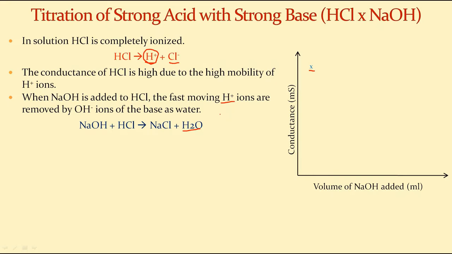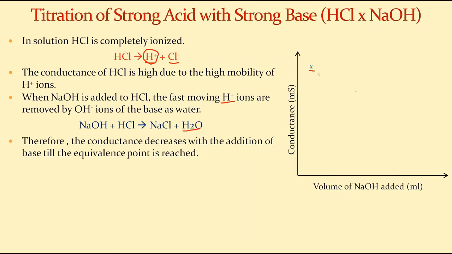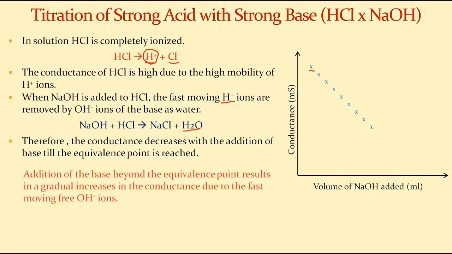The number of H plus ions are decreasing with the titration. Obviously, the conductance also decreases. So it falls down with the addition of the sodium hydroxide. You can see the fall in the readings in this graph. So you can see with the addition of sodium hydroxide, the conductance is falling down. Now this fall takes place until all the HCl is neutralized, that means until we reach the equivalence point.